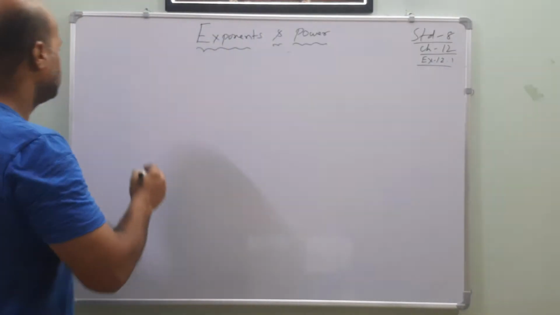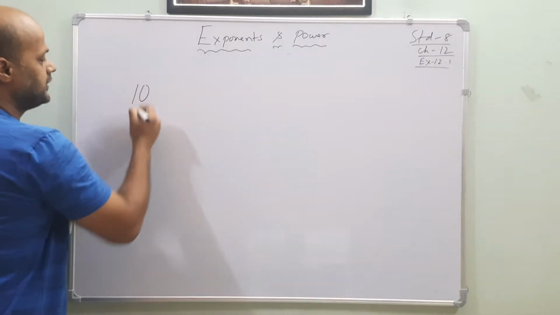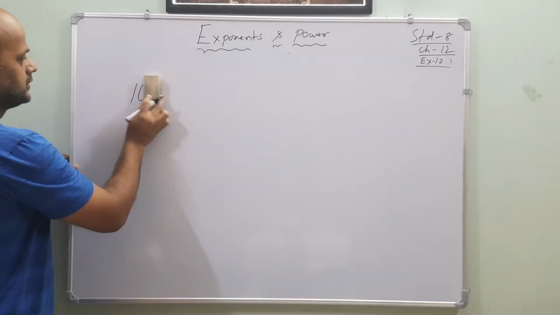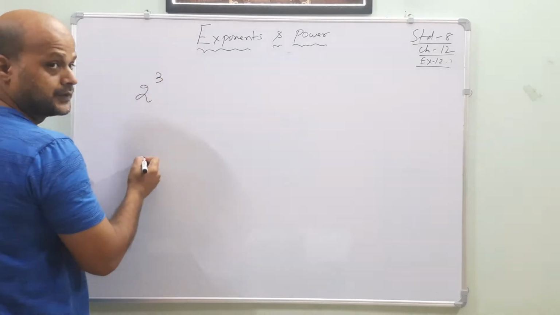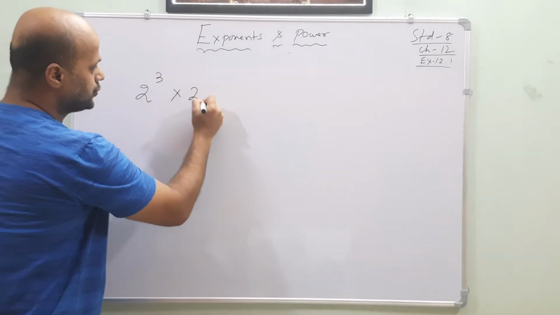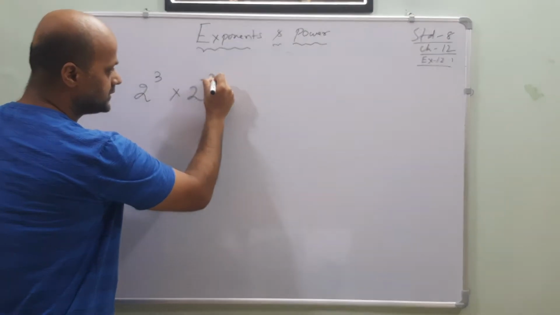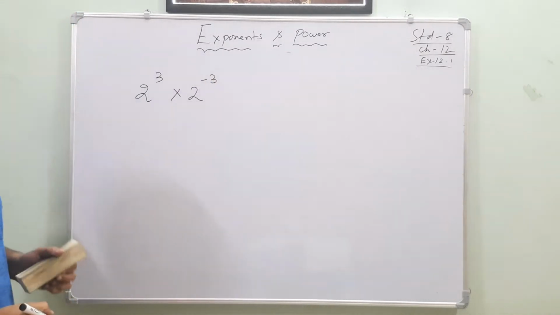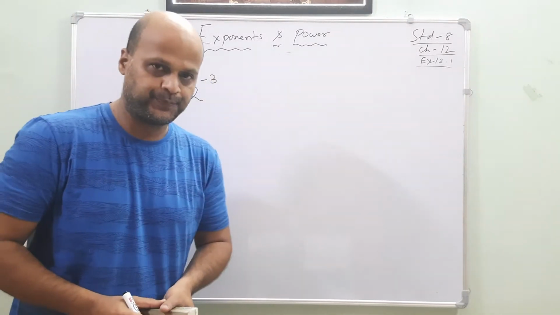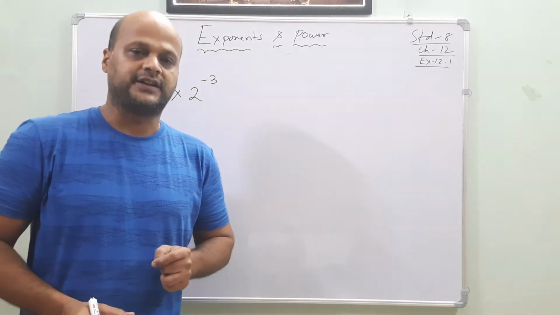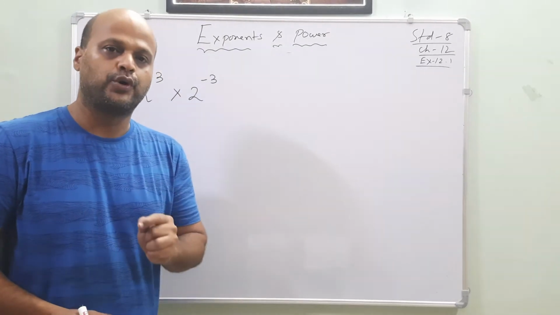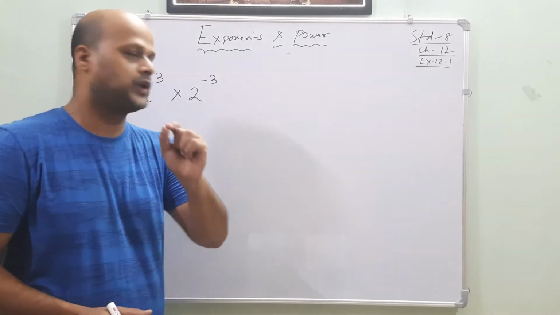Some example, if it is coming as 2 to the power of 3 into 2 to the power of minus 3. If the question comes in this manner, then how will you do it? Here, certain fundas are there, certain rules are there. You have to follow that. Let's discuss the rules one by one.